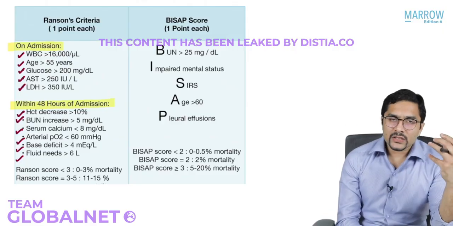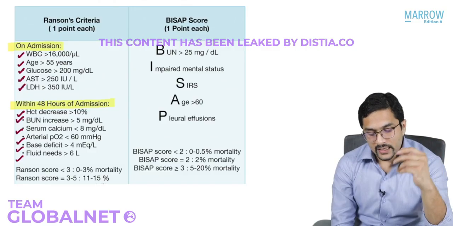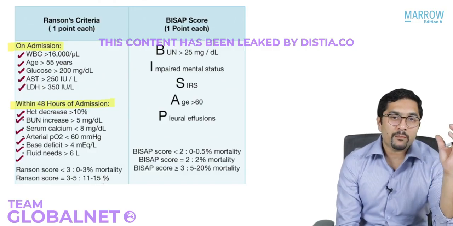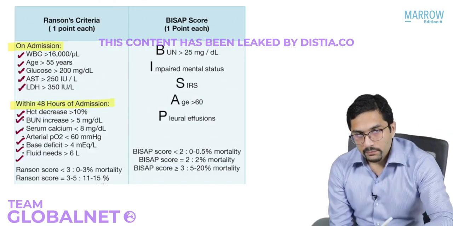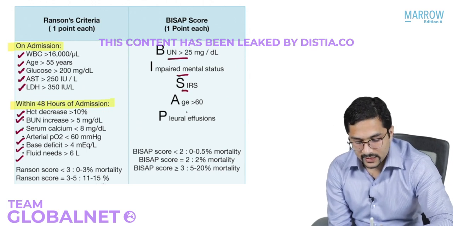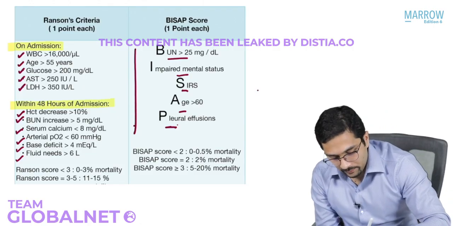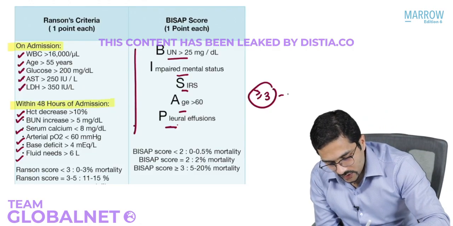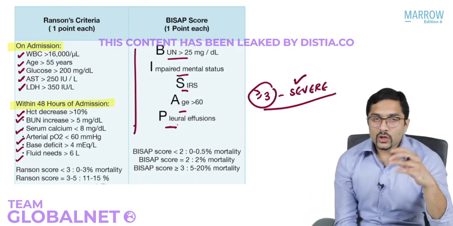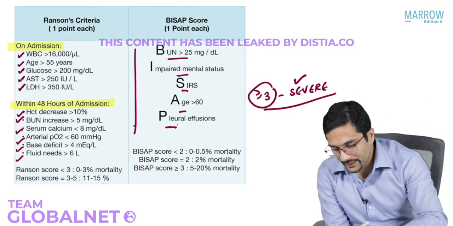Now, because Ranson scoring involved a lot of testing and lot of investigations, that is why a simpler score known as the BISAP score was launched. The BISAP score includes blood urea nitrogen, impaired mental status, SIRS, age more than 60, and pleural effusion. And again, a BISAP score of 3 or more than 3 is also suggestive of severe pancreatitis. So you should remember the names of all these scoring systems. Ranson's you should remember in detail.